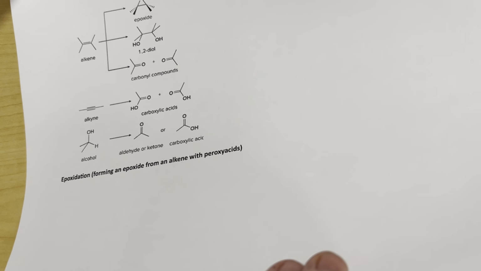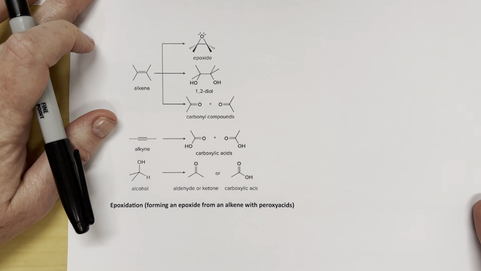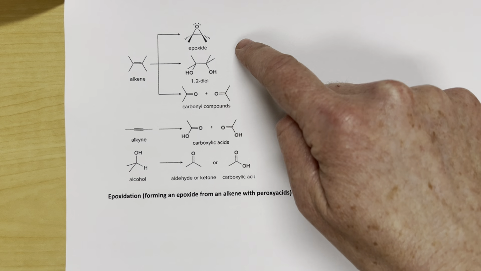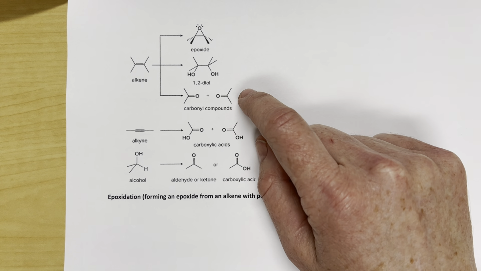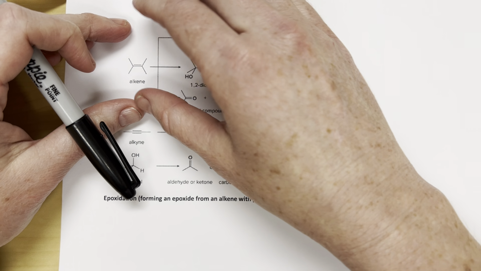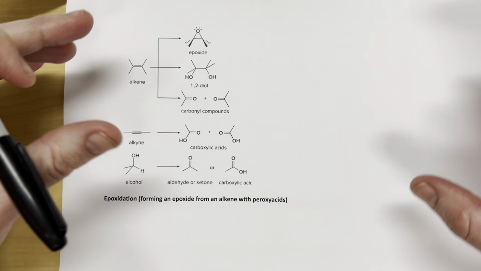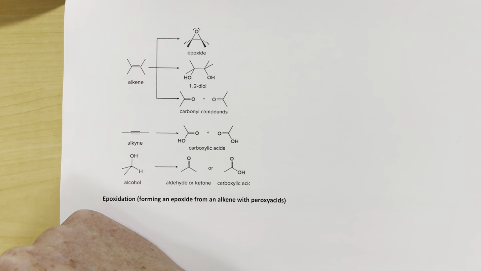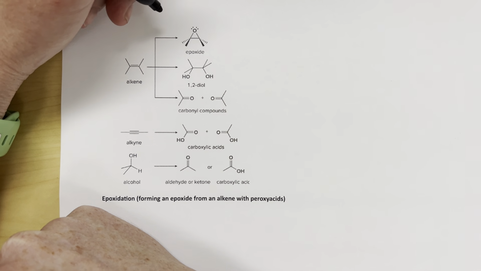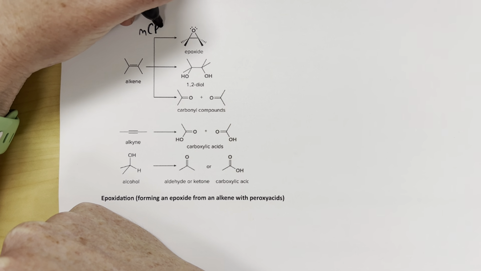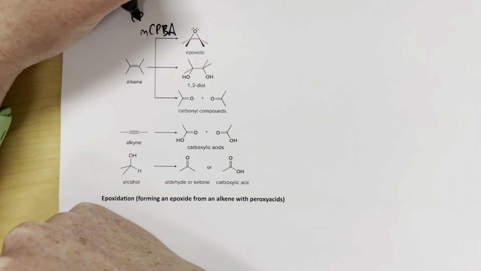Okay, so some things you can do. You can take an alkene and oxidize it into an epoxide. You can oxidize it into a diol. You can oxidize it into a carbonyl compound. I'm actually going to take the time right now to go through and tell you which reactant will do what thing, just so you have it all in one place. For example, if you want to turn an alkene into an epoxide, you're going to need a peroxy acid.